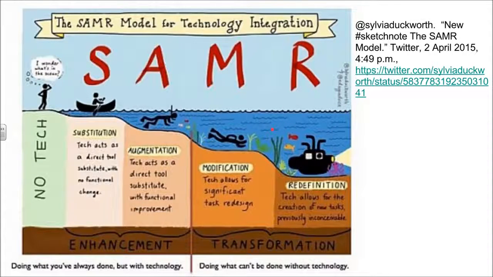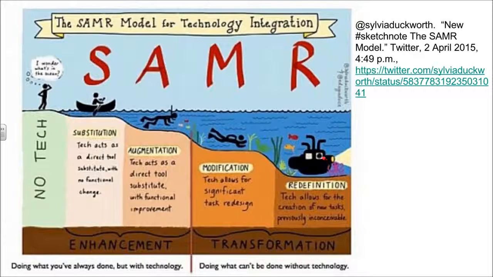The last two steps of the SAMR model, the third step is the M, which is modification. That says the technology allows for a significant task redesign. So in this case, I have someone who has scuba gear, and they can dive multiple feet underwater, take a look at things that would have never been visible from the surface or from the canoe, and they can use that technology to explore longer, and to explore deeper than what they would have ever done before.